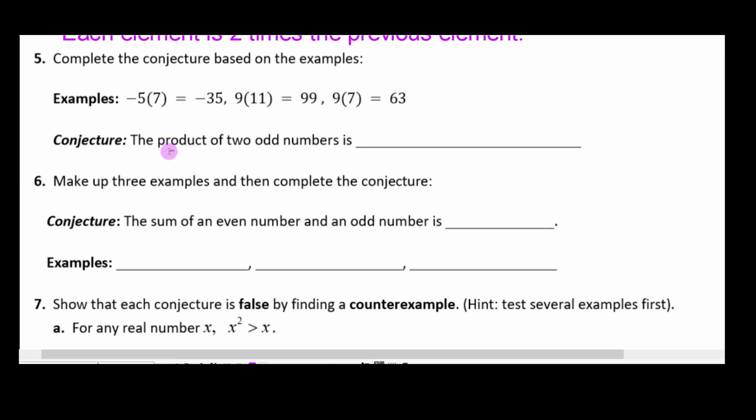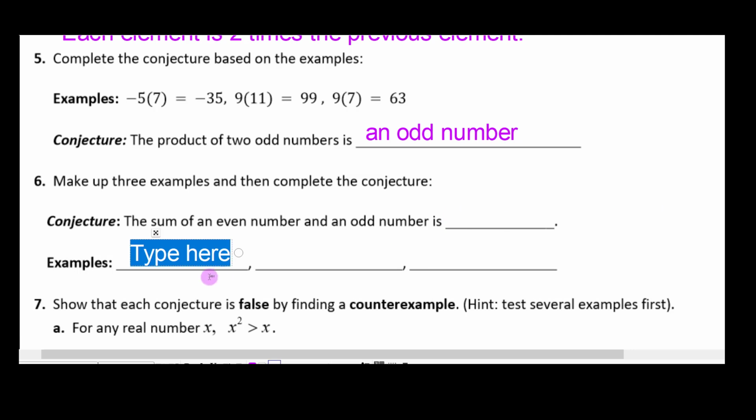So here I have some examples, and here we have the beginning of a conjecture, the product of two odd numbers. So if you notice here, all of these are odd numbers, and when we multiply, what do we notice about the result? All of them are odd numbers. So the product of two odd numbers is an odd number. This one here, we have the beginning of a conjecture, and what it is asking us to do is to find some examples and then finish the conjecture.